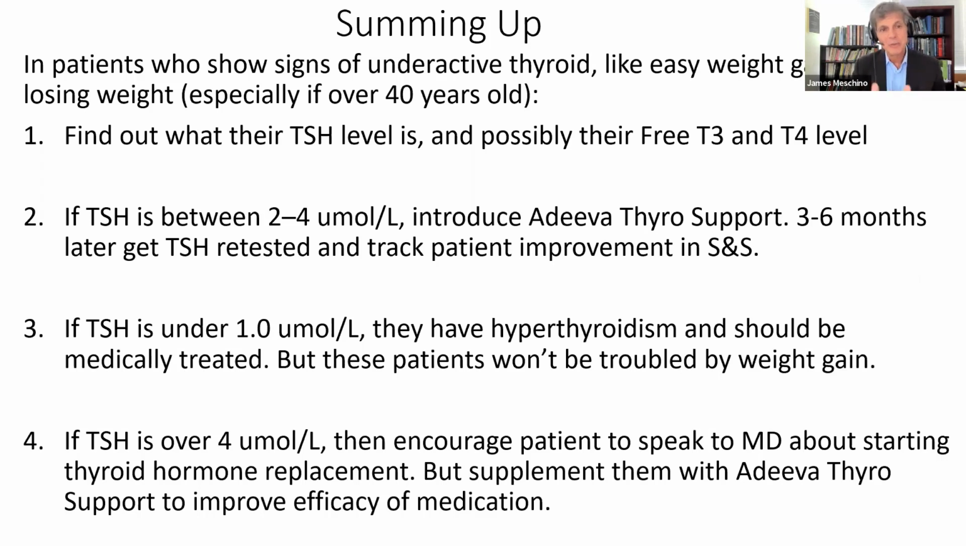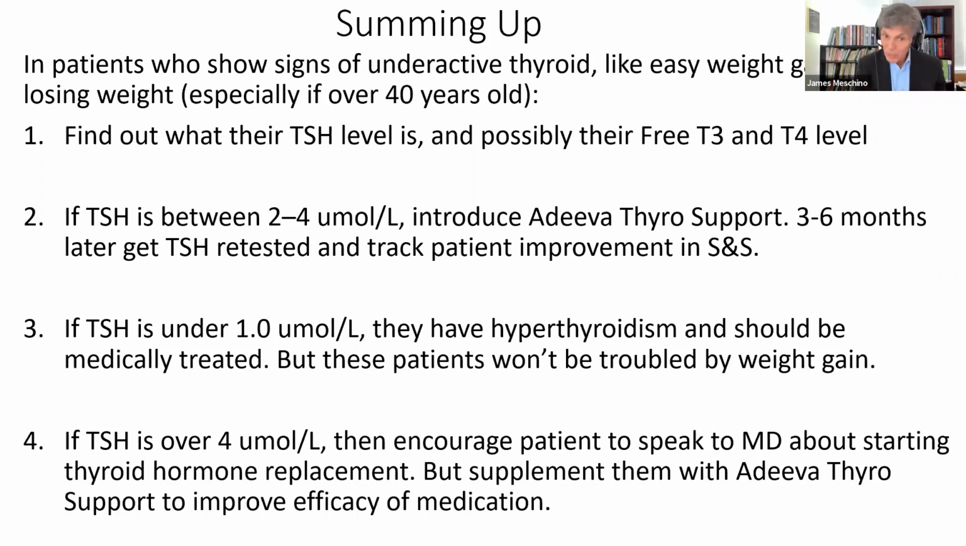If the TSH is between 2 and 4, no doctor is going to give them thyroid hormone replacement, but you could start introducing Adëeva Thyro-Support nutrients, and 3 to 6 months later, when they get their TSH blood level test done, if it's working, the TSH level will be going down and their symptoms will be improving. So you can get some objective measurement. Usually the TSH will start to drift down when you give Adëeva Thyro-Support supplements in a case like that.